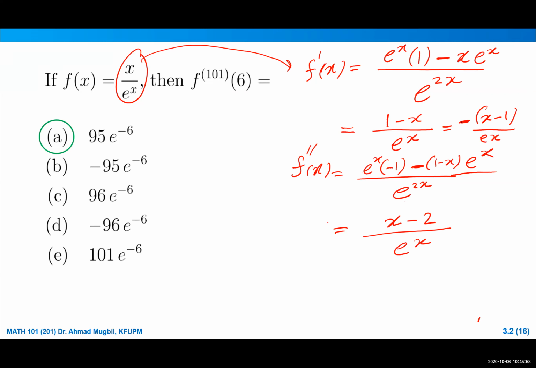Do you agree with me? 1 minus x, you can write it this way. It is x minus 1, but negative. This will be x minus 2. Now, if you did find the third derivative, let's find the third derivative quickly, ya shabab. And after that, we can guess the pattern.